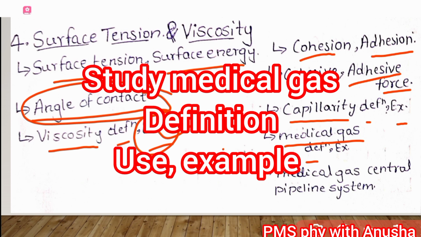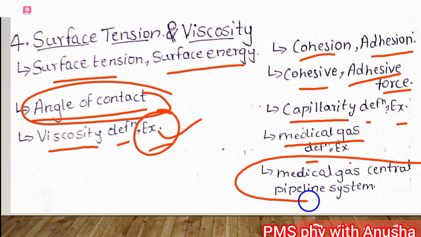Next, medical gas definition and example. And this one is important for 5 marks: medical gas central pipeline system. You have to explain what the medical gas central pipeline system is. There are 4 components.